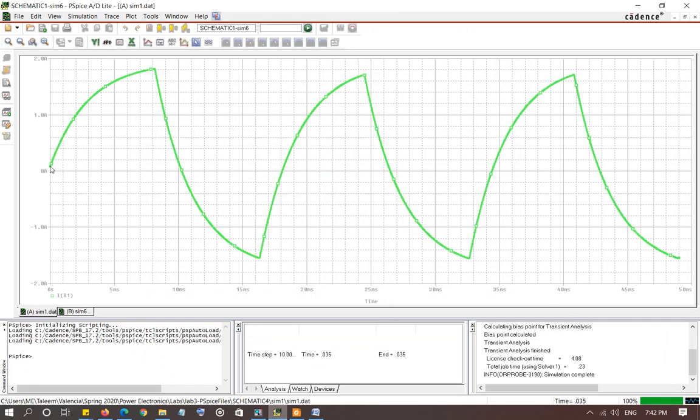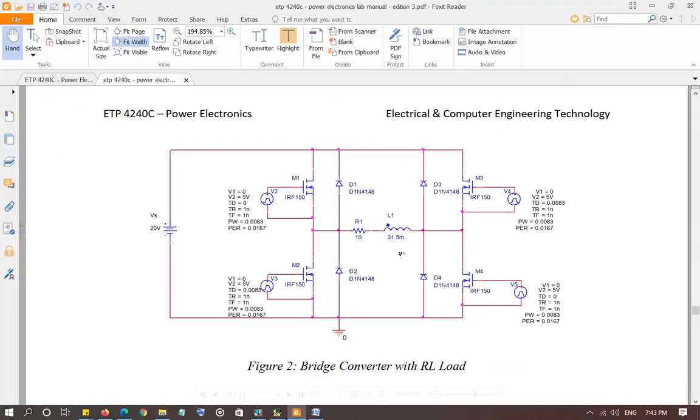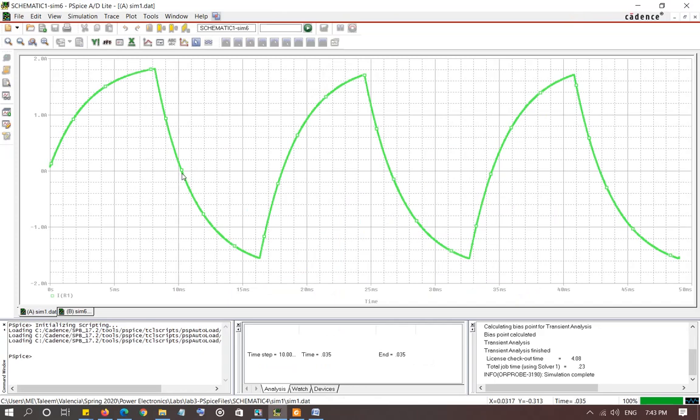So M1 and M4 on, D3 and D2 on until it hits 0, and then the other two transistors will turn on and the current will flow in the opposite direction, and then the other two diodes will turn on. Current is going to go again in the same direction, but it's going to start decreasing and go back to 0, and then M1 and M4 will turn on again. So this will be the curve that you will see.